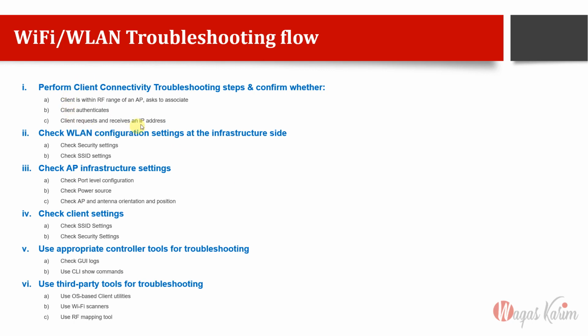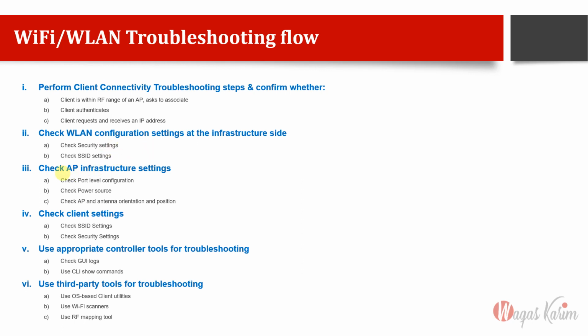So after you have found all of this and everything goes well, you are getting an IP address, you are getting authentication and all of that, still you have problems, then the second step you should perform is to check the wireless LAN configuration setting at the infrastructure side, not on the client side. Right? First check on the client side, then check on the infrastructure side. So check your security settings, your SSID settings, whether they are good or not. Log into your infrastructure and confirm everything.